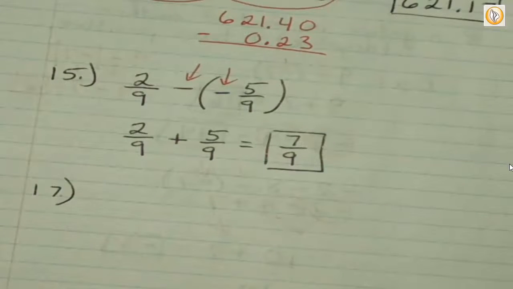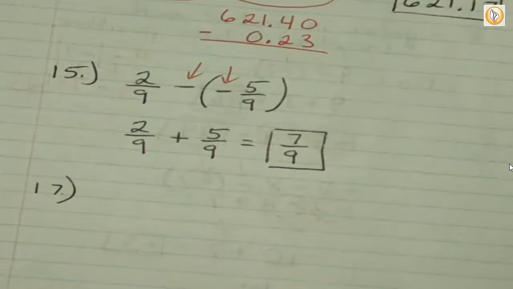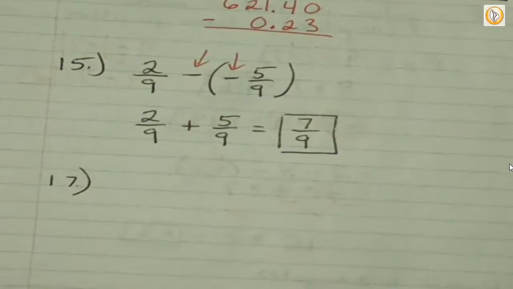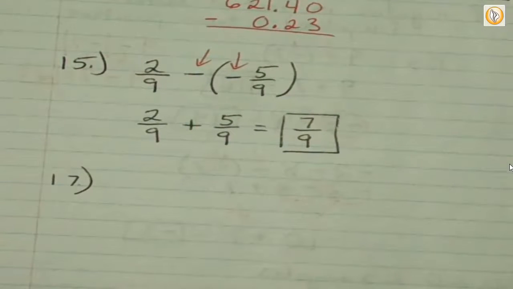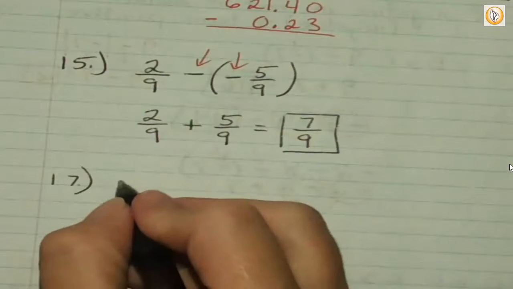So write all this down. Y'all all caught up? So you got it? You got it copied? 17, Cecilia.